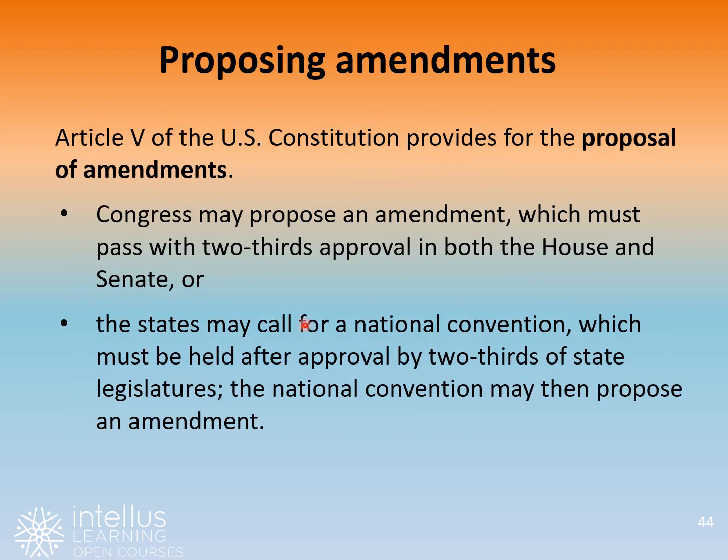All right. Article 5 of the Constitution provides the amendment process. And it says that Congress may propose an amendment which must be passed by 2/3 approval of both the House and the Senate, or, excuse me, the states may call for a national convention which must be held after approval of 2/3 of the state legislatures, and the National Convention may then propose the amendment.